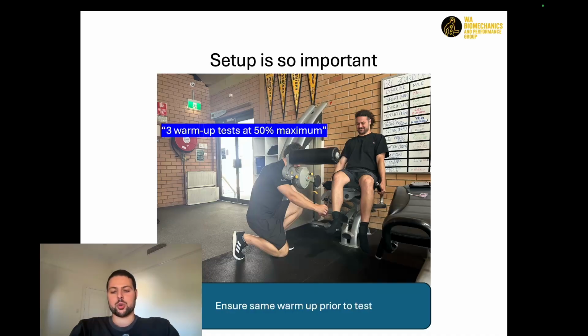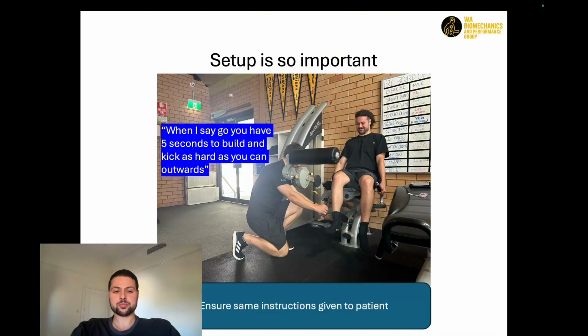We also want to ensure the same warm-up prior to the test. I like to use 3 warm-up tests at about 50% of maximum. It just shows the patient that the device isn't scary. Just make sure that they feel comfortable, and I can eyeball and make sure the joint angles are correct and the person is nicely stabilized. You can do whatever you really feel you want. Sometimes you can get them on a bike, or do a few lunges as well, that might help. But it's really up to you as long as it's standardized.